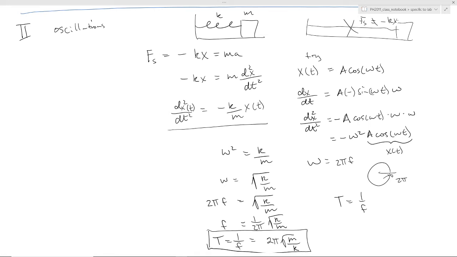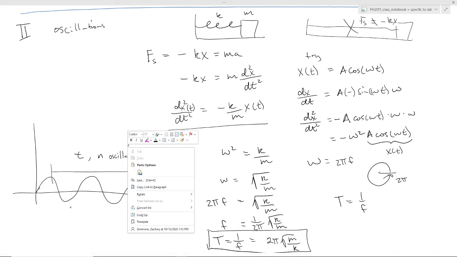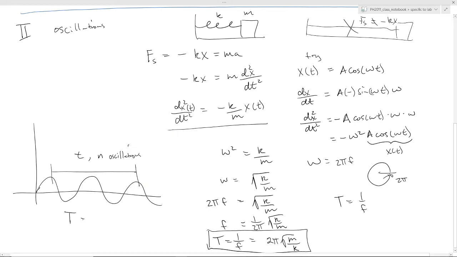What else did I want to mention? So that's basically the theory. What you're going to do is record data. You'll record a number of oscillations and measure the time for some number of oscillations. So if this is time and n oscillations, then the period will just be that time divided by how many oscillations.